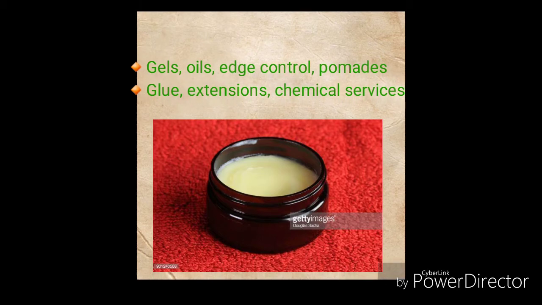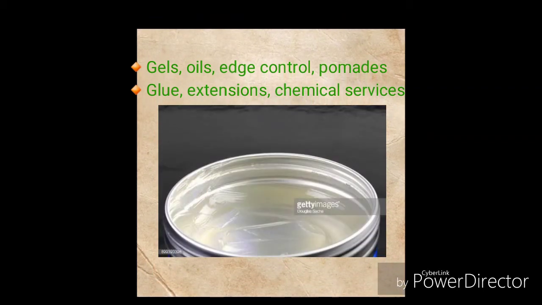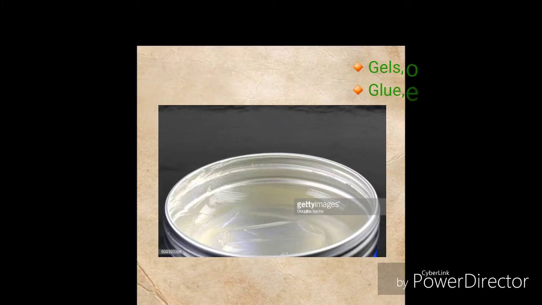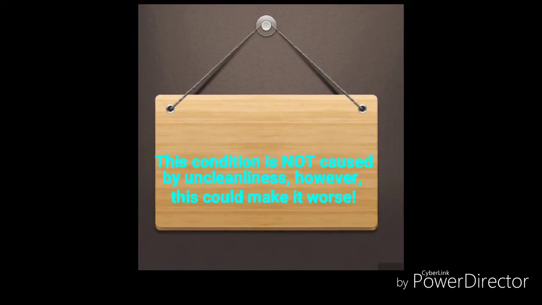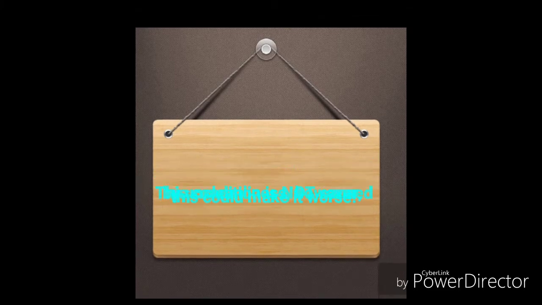Gels, oils, edge controls, pomades, hair glues, certain extensions, and chemical services can throw your pH off or cause an imbalance in the follicle, which could cause seborrheic dermatitis. This condition is not caused by uncleanliness, however, it could make the condition worse.